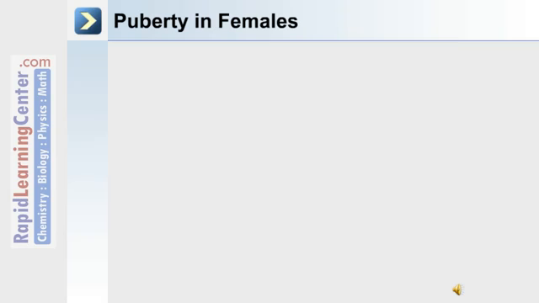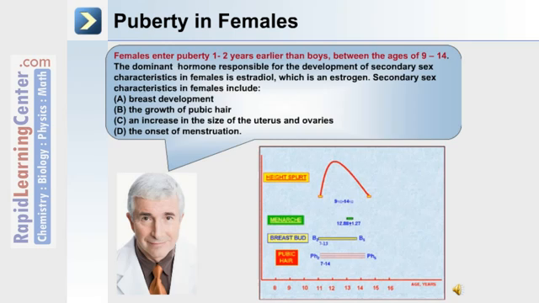Similar to males, females undergo significant changes in their sexual characteristics during puberty. Females enter puberty between 1 and 2 years earlier than males, between the ages of 9 and 14. The dominant hormone responsible for the development of secondary sex characteristics in females is estradiol, which is an estrogen. Secondary sex characteristics in females include the development of breasts, the growth of pubic hair, an increase in the size of the uterus and ovaries, and the onset of menstruation.